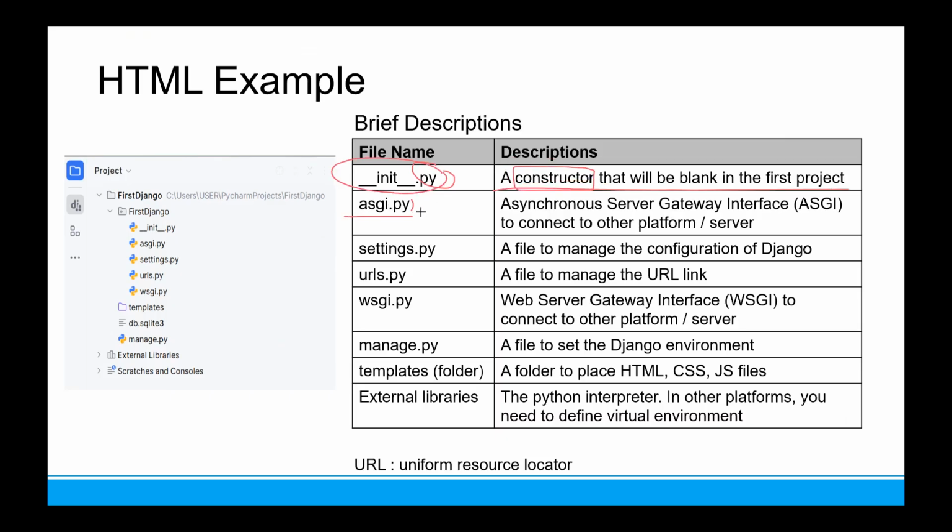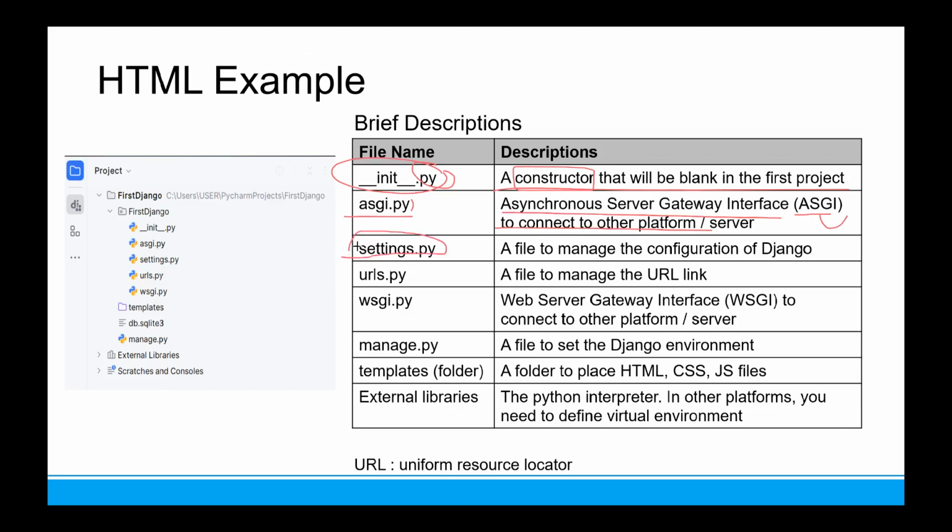asgi.py. ASGI refers to Asynchronous Server Gateway Interface. It is to connect to another platform or server. So if you are interested in connecting your Django to another server, for example Amazon, then you need to look at the details in this code.